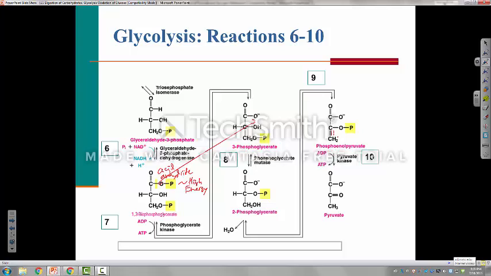The last step then, the energy in this bond is used again to phosphorylate ADP to ATP, and we end up with pyruvate. Let me go ahead and draw pyruvate in a slightly different way. So that would be propanoic acid, 1, 2, 3 carbons. All we've done here with pyruvate is put a ketone on that alpha carbon. So that's propanoic acid.